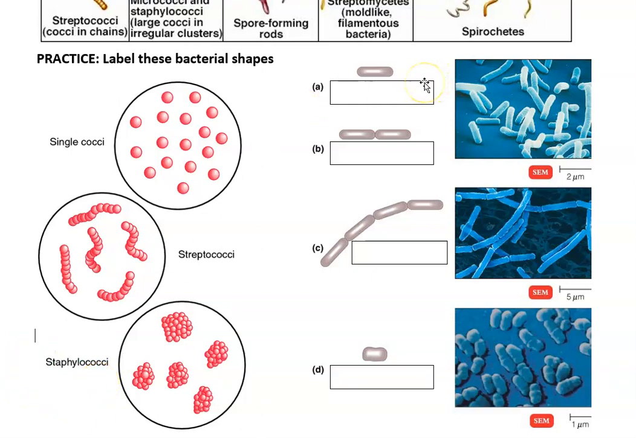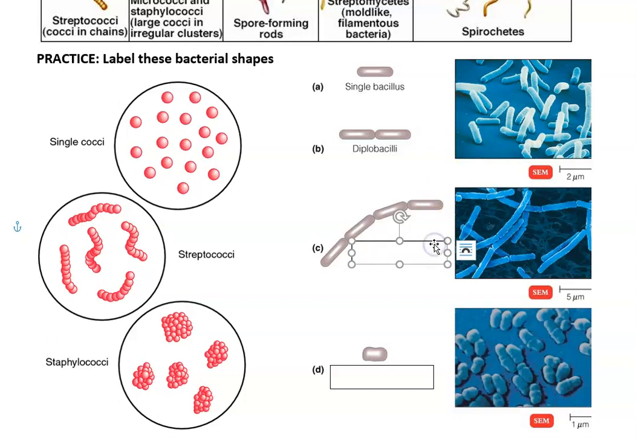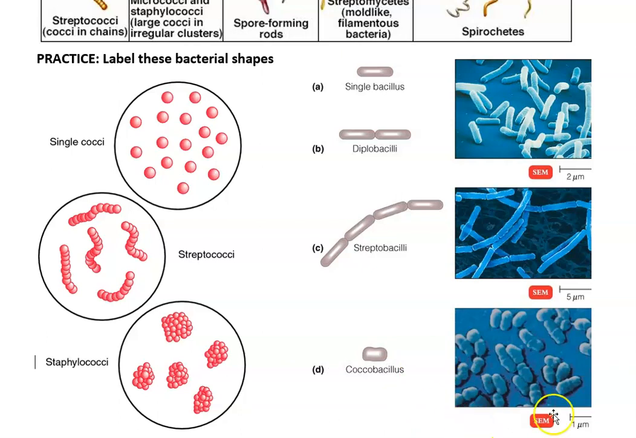This one over here is a single rod shape, so it's going to be called a single bacillus. This one is 2 rod shapes, so it's called a diplobacillus. This one is a chain of rod shapes, and so it's called streptobacilli. And this one is 2 that are together, where you have a coccus, a round one, with a rod one. There's one end that looks like a round ball and one end that looks more like the rod, and that's coccobacillus.